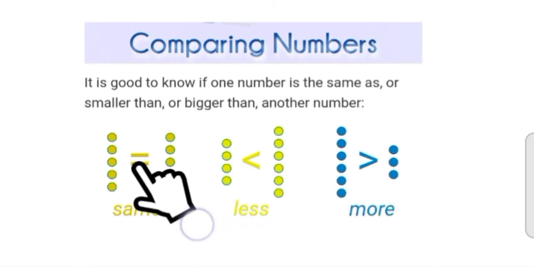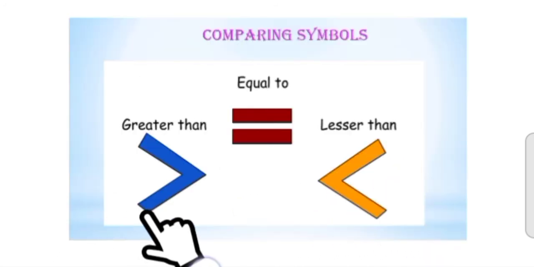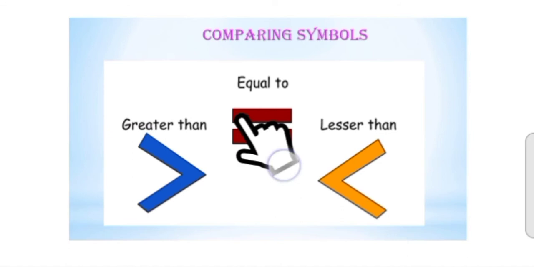So this is the equal to sign, less than sign, greater than sign. The names of the symbols are greater than, equal to, less than. These three signs are important to compare the numbers. These are called comparing symbols.